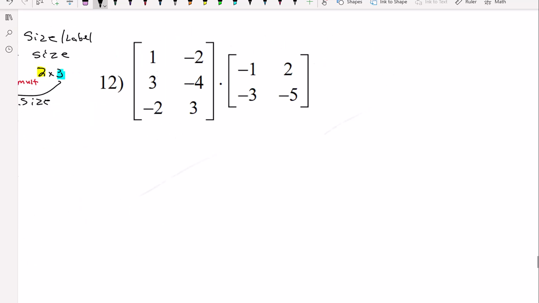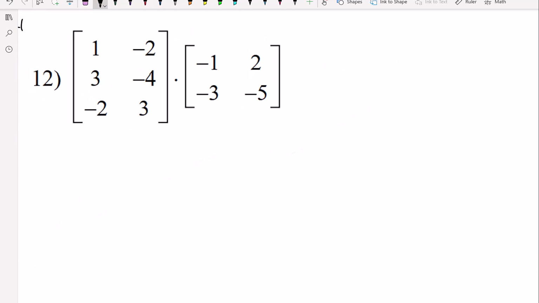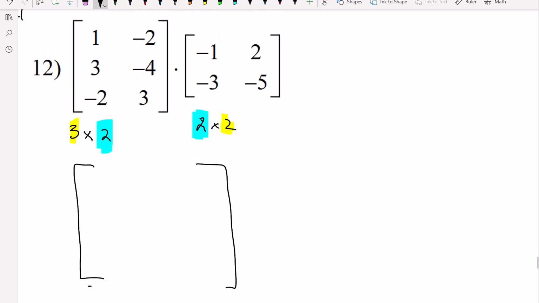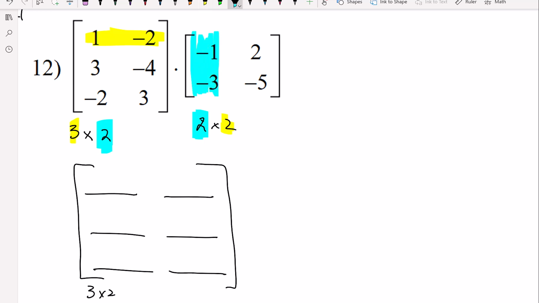Let's do another one. This looks weird. So this is 3 rows by 2 columns. This is 2 rows by 2 columns. So the middle numbers are the same. So the outside numbers dictate the size. So it will be a 3 by 2. So now we're going to have 3 rows and only 2 columns, but the process is the same.